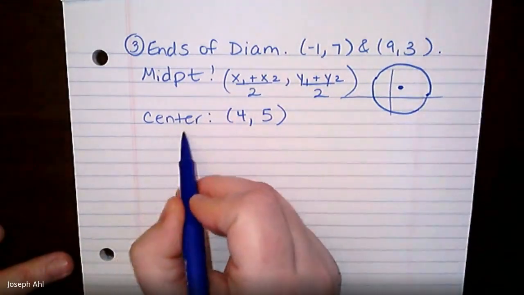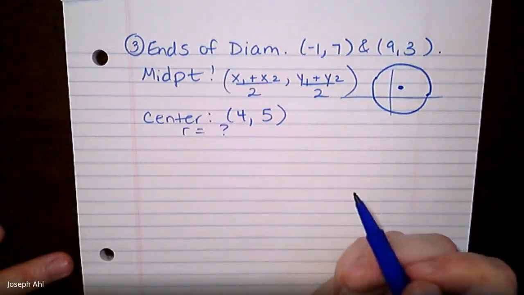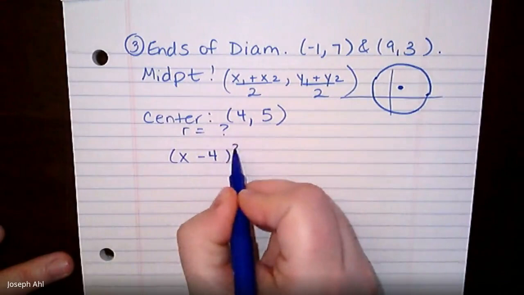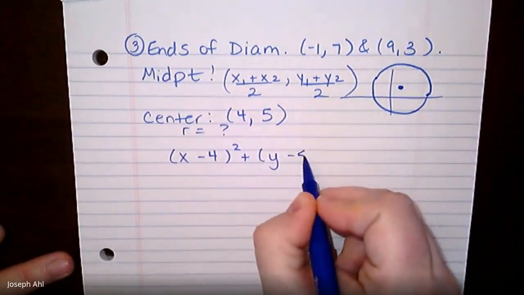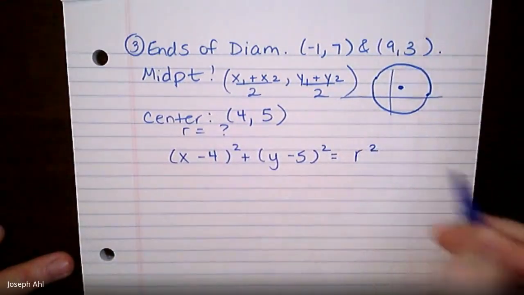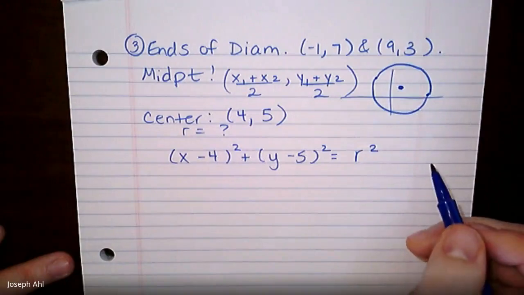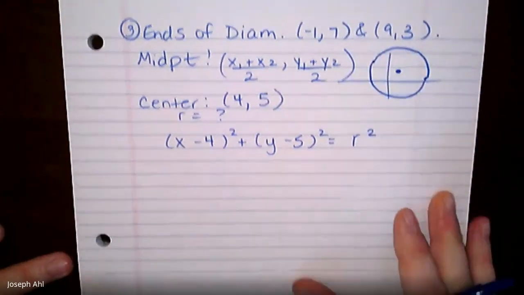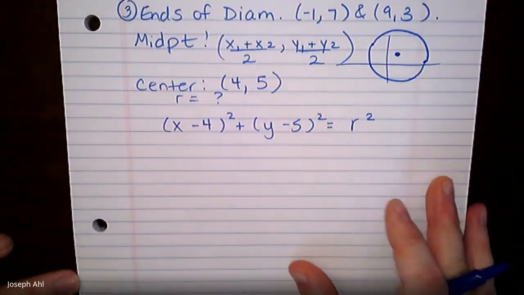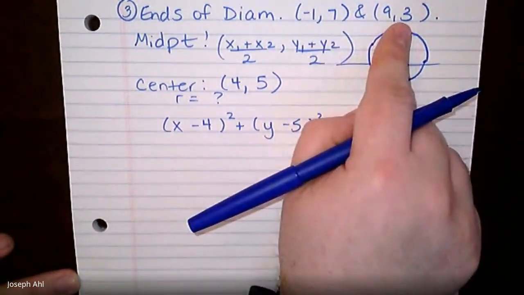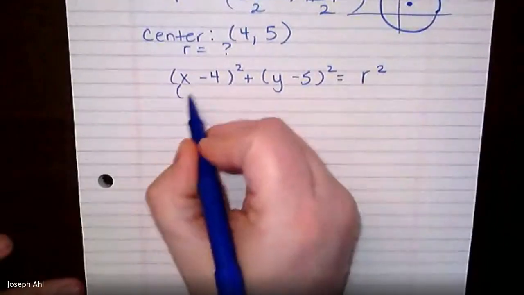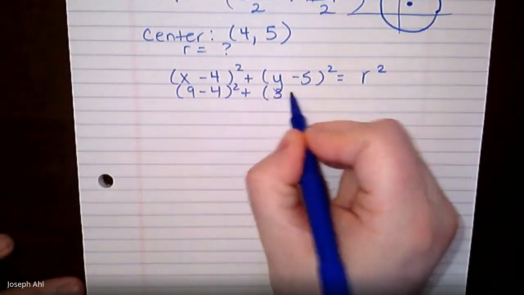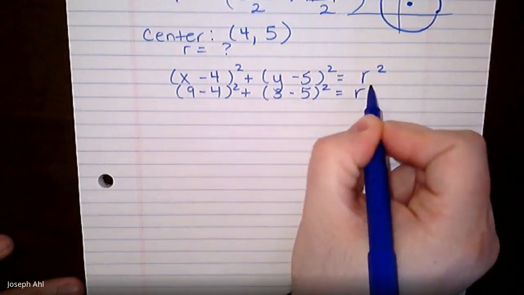How do I find the radius? Well, we can now do exactly what we did in the last question. Set up the formula with the center. x minus 4 squared plus y minus 5 squared equals radius squared. And now choose either endpoint of the diameter. It really doesn't matter because they're both on the circle. I kind of like positive numbers best, so I'm going to do 9, 3. 9 minus 4 squared plus 3 minus 5 squared equals r squared.